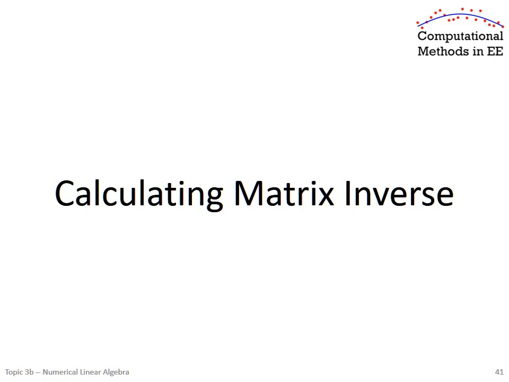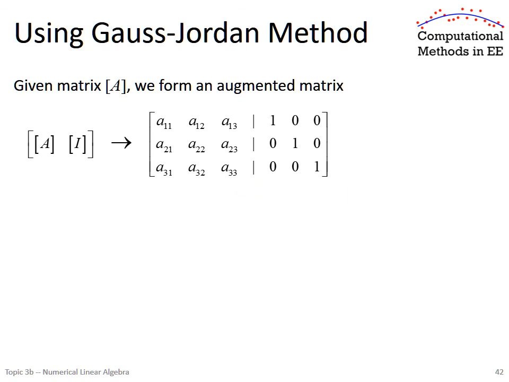The last topic in this lecture is calculating matrix inverses, and we only have two things to discuss here. One is using the Gauss-Jordan method. As I mentioned before, what we want to do now is construct an augmented matrix with A on the left and I, the identity matrix, on the right. A is the matrix that we want to invert. So our augmented matrix will have A on the left and an identity matrix on the right.